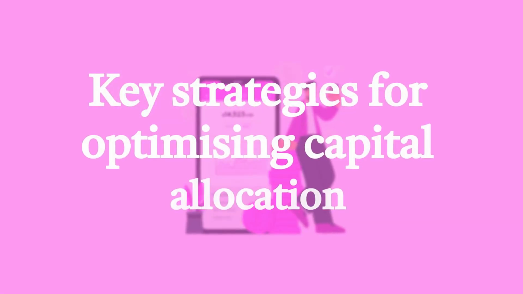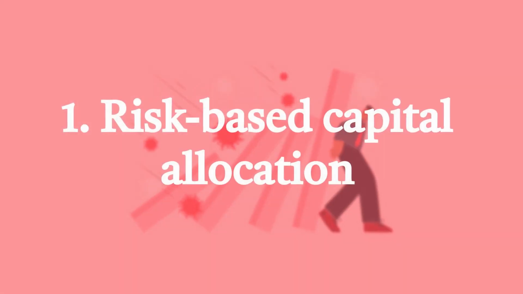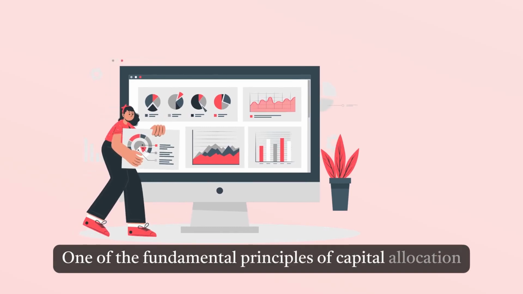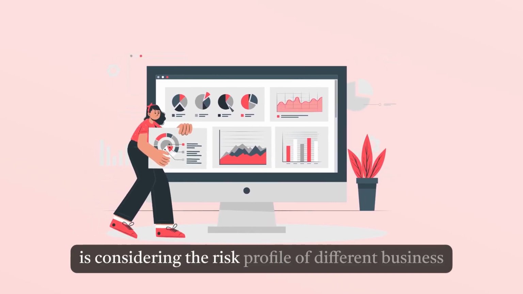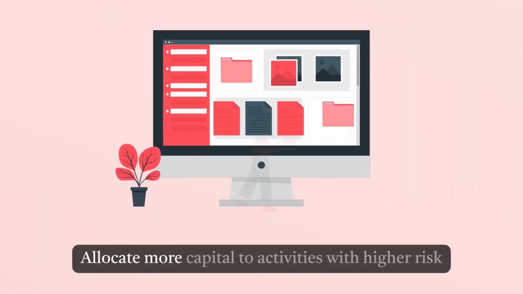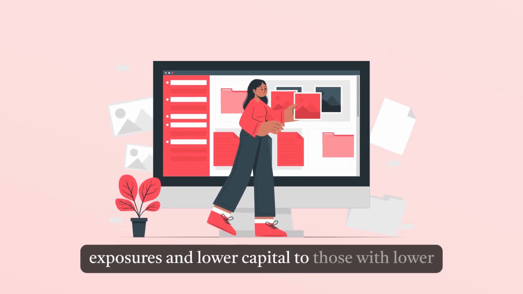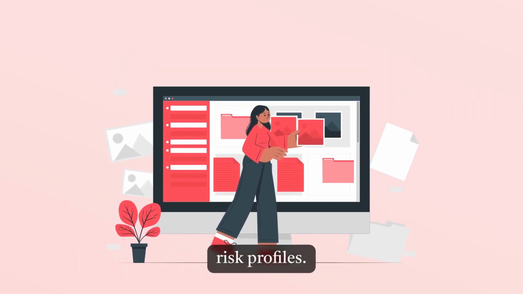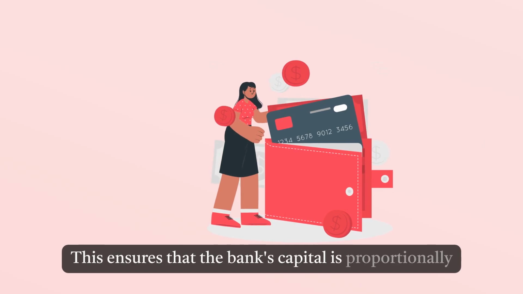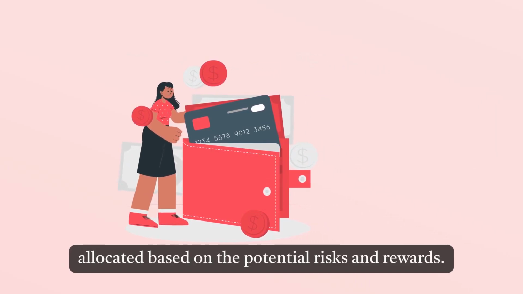Key strategies for optimizing capital allocation. 1. Risk-based capital allocation. One of the fundamental principles of capital allocation is considering the risk profile of different business lines and activities. Allocate more capital to activities with higher risk exposures and lower capital to those with lower risk profiles. This ensures that the bank's capital is proportionally allocated based on the potential risks and rewards.